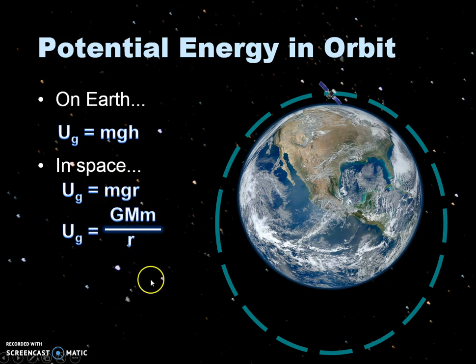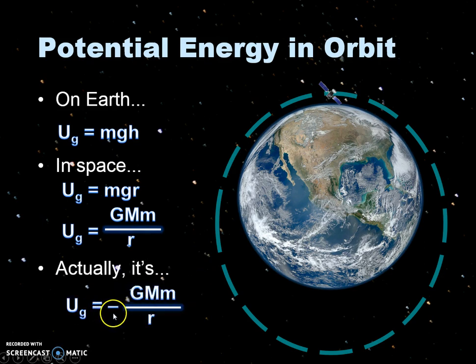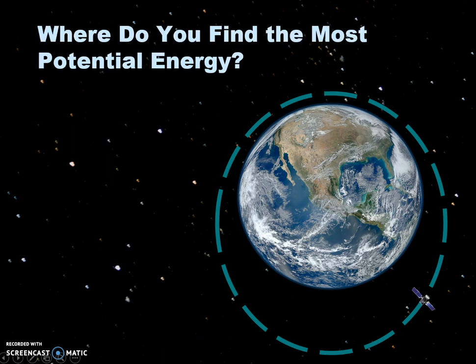True confessions, this is actually a bit of a hand-waving argument. The real formula for gravitational potential energy in space comes with calculus, and it's negative GMm over r. The negative makes sure that negative 1/10 is actually more than negative 1/5. That way it's closer to 0, and closer to 0 is technically more. That means that as far as magnitudes go, we can still use the idea of room to fall.